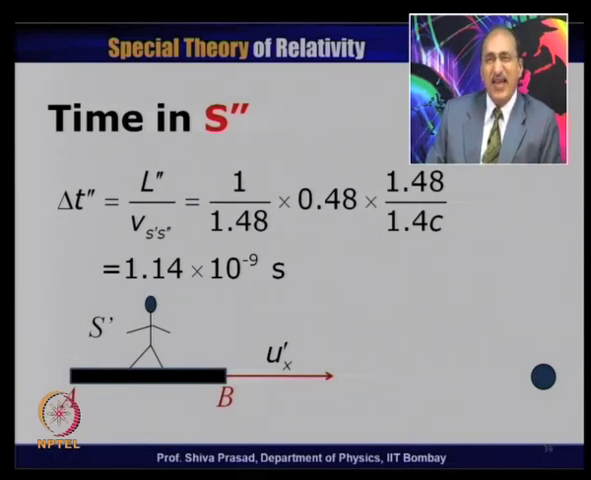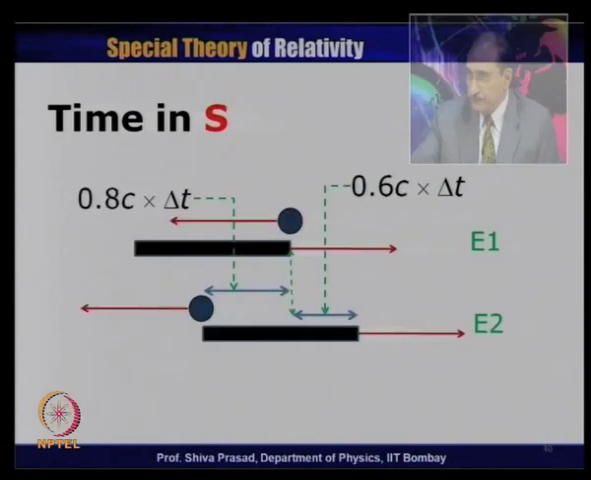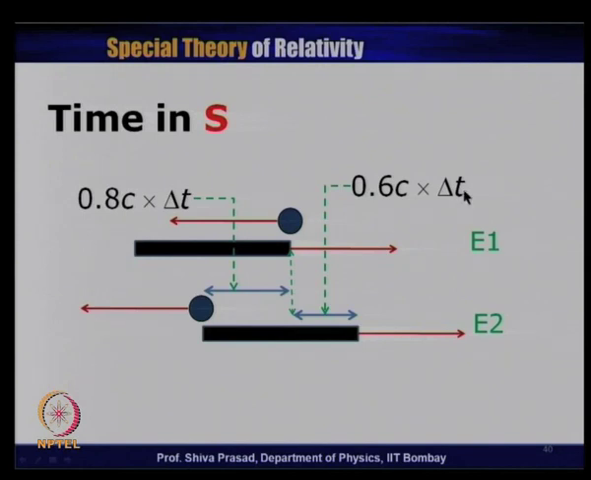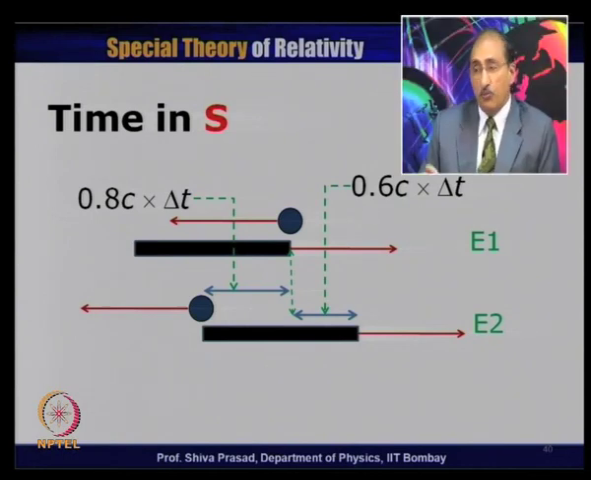Now, let us go to the S frame, where things are a little more tricky. According to an observer in the S frame, both particle and rod are moving. See, in S prime or S double prime, there was one advantage that either the particle or the rod was at rest, but in the S frame, both the particle and the rod are moving. This particular particle is moving to the left side, this particular rod is moving to the right side.